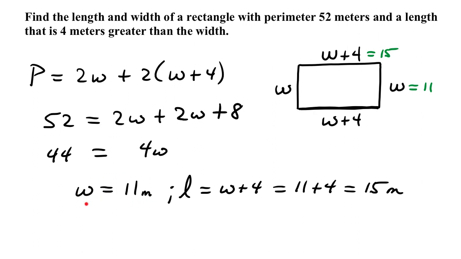So the width has to be 11 meters. We can go ahead and say the width is 11 meters. Since the length is 4 meters longer than the width, 11 plus 4 is 15, so the length is 15 meters. Our rectangle is a 15 by 11 dimension.